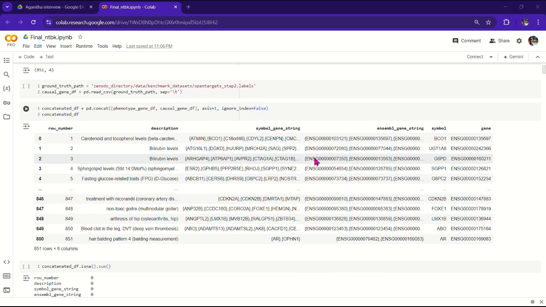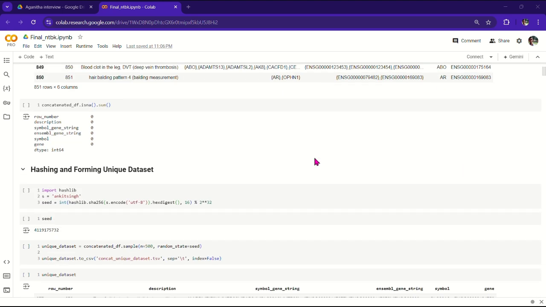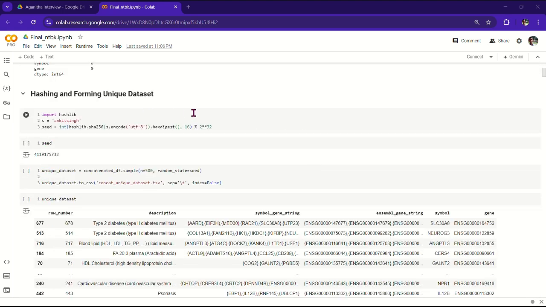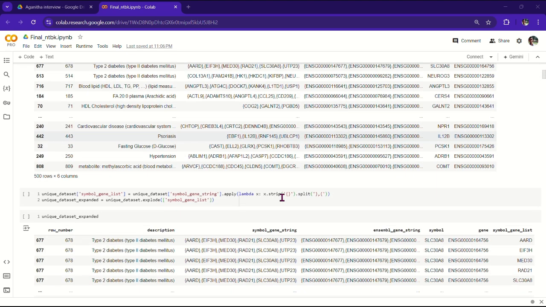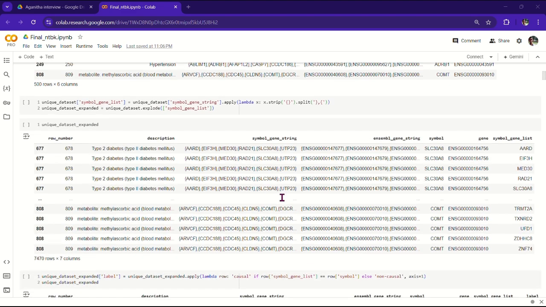After concatenating the data, I wrote a hashing function. In hashing, I used my name to get a hash value, and after generating the hash from my name, I took the modulus of 2 to the power 32, because the hash generated by my name was too large for Python to take as a seed. Then, on the basis of the hash value, I generated my unique dataset.